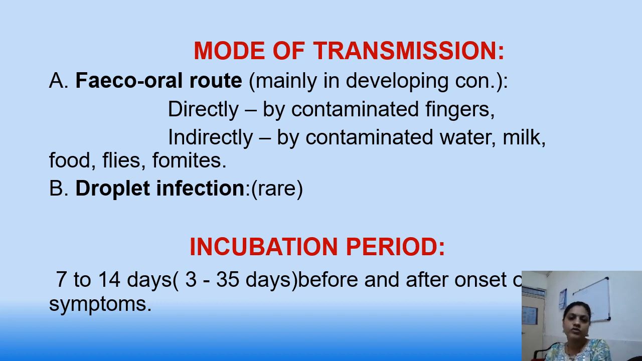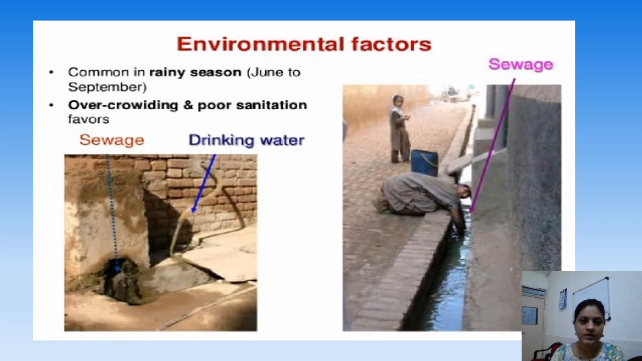Directly, it can also spread by contaminated fingers if hand washing practices are not followed. Indirectly, through contaminated water, milk, blood, flies and fomites. Droplet infection is a rare way of transmission. Then the incubation period is 7 to 14 days. It can extend for up to 35 days before and after the onset of the symptoms.